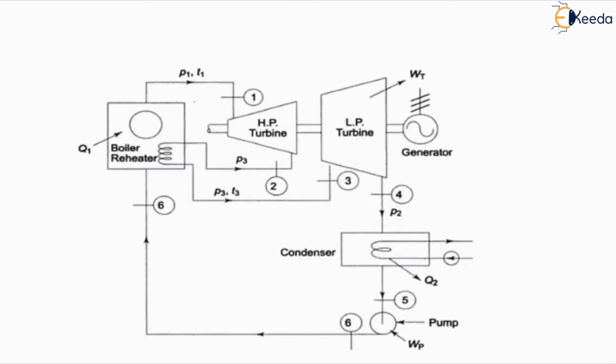Now let's see the flow diagram of the reheat cycle. Here we have a number of parts. The parts are the same: boiler, then turbines, then condenser and then pump. But one more part we are going to add here, that is the reheater. And this turbine we are dividing into two parts: high pressure turbine and low pressure turbine. So how does this reheat cycle work, or how will the system work during reheating?